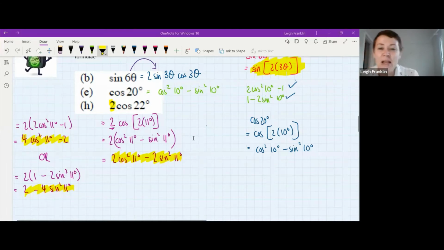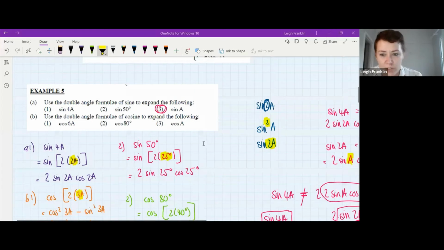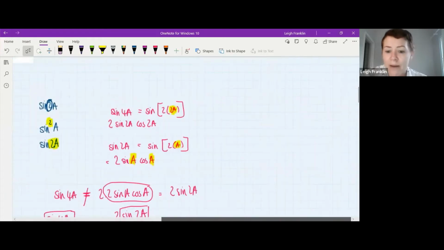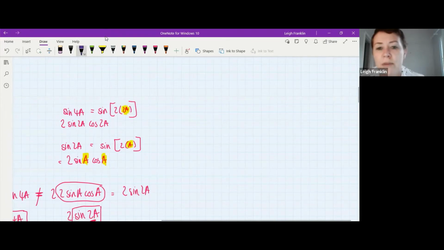Okay, wonderful. Now I want us to go back and talk about these questions over here because we do not tend to think of 1 as a double, do we? We tend to think of 1 as an odd number. We don't think of it as a double. So I'm just going to do it here on the side for you. This, in my opinion, is really, really important. So sine A, they want us to expand this using our sine double angle formula.